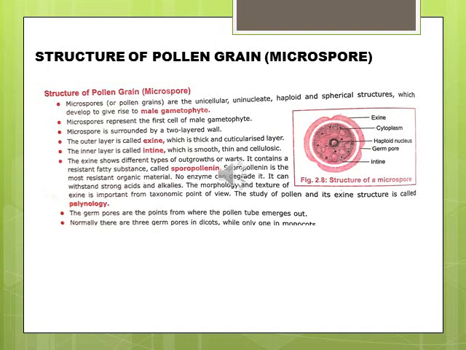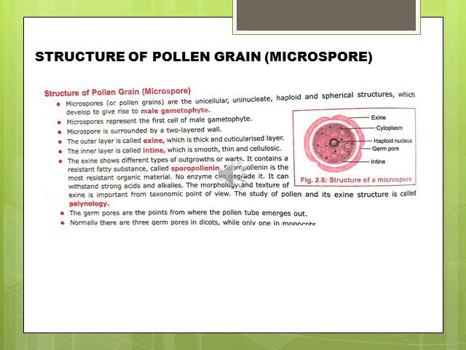They have one nucleus, uninucleate, and that is haploid, as they are formed by meiosis, and they are spherical structures which further will develop male gametes. Now therefore we can say this microspore or pollen grain represents the first cell of the male gametophyte. Male gametes are not yet formed, they have to be formed. They are just containing a haploid nucleus.